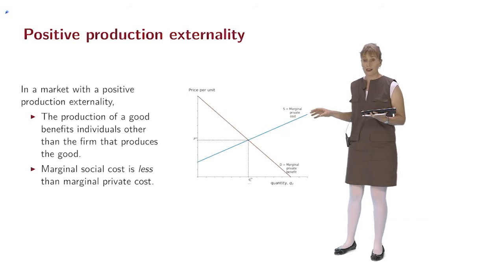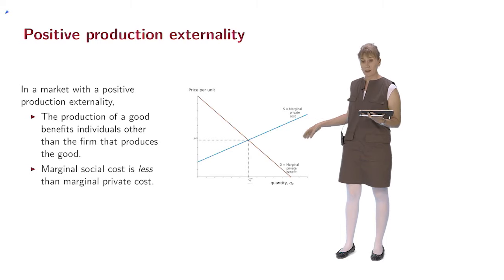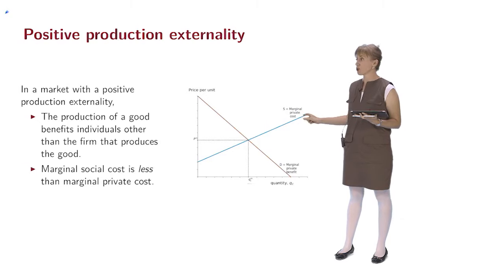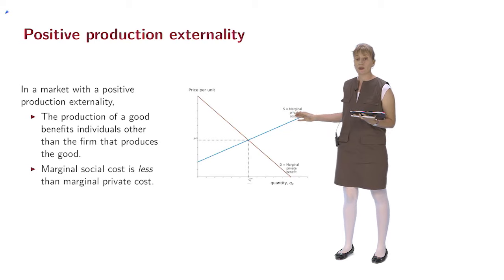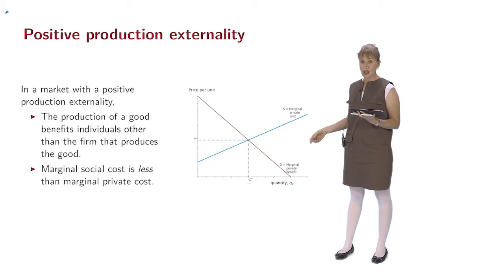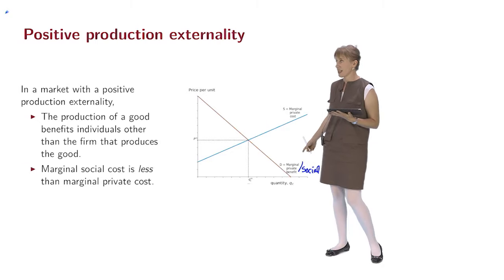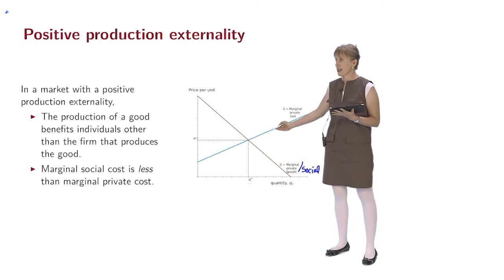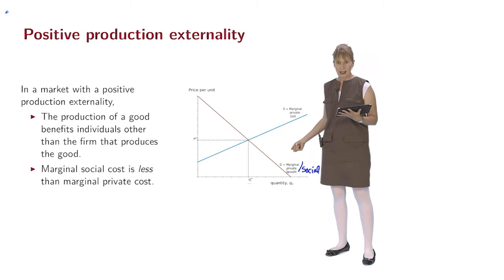So what we have here is a supply and demand graph for this market, where supply is equal to marginal private costs. These are the marginal costs that the supplier faces. Down here we have demand, which is equal to marginal private benefit, and since there's no consumption externality, this is also social. So marginal private benefit is equal to marginal social benefit. And here is our market equilibrium.